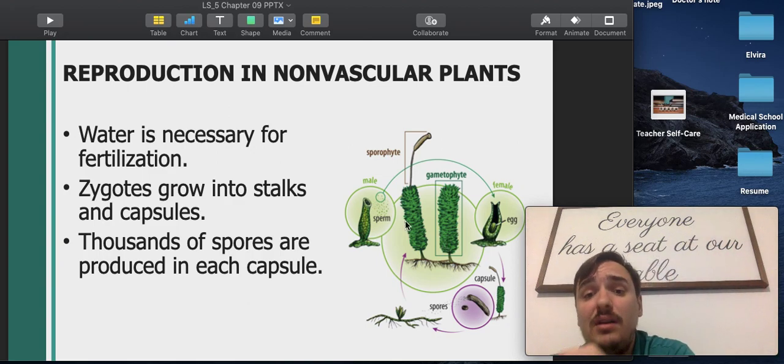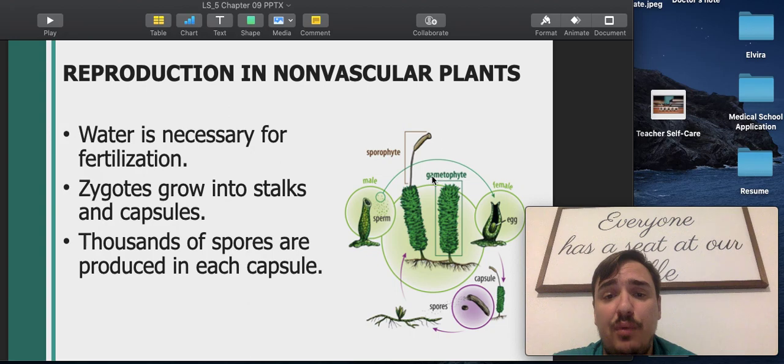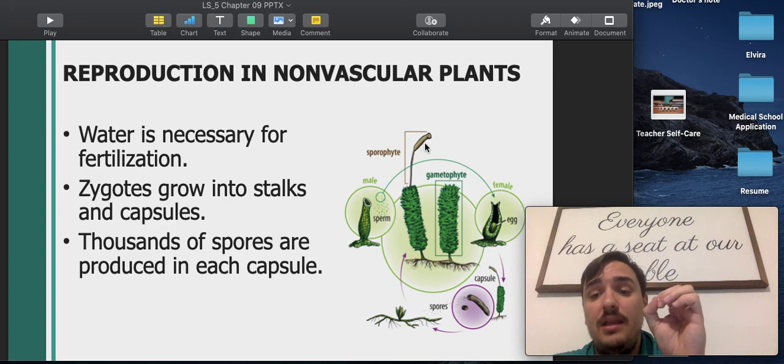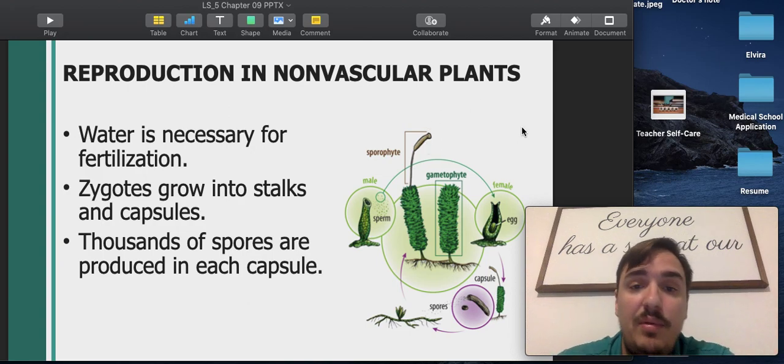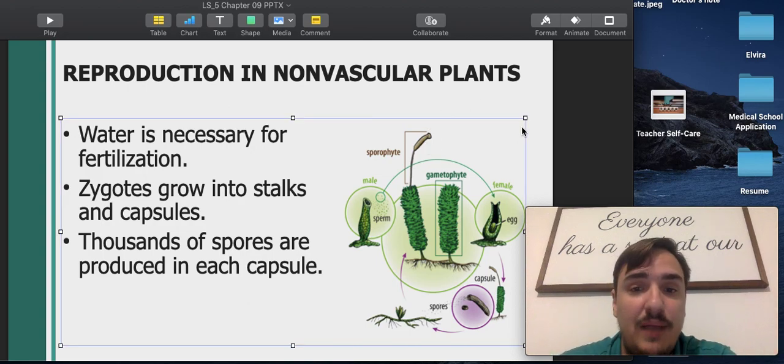into the egg, fertilization occurs, creating the sporophyte, which is called the capsule. The capsule pops open, releasing the spores onto the rock or soil or tree or wherever this is growing, and eventually turns back into the gametophyte. So that's the cycle, the reproductive cycle of a non-vascular plant.